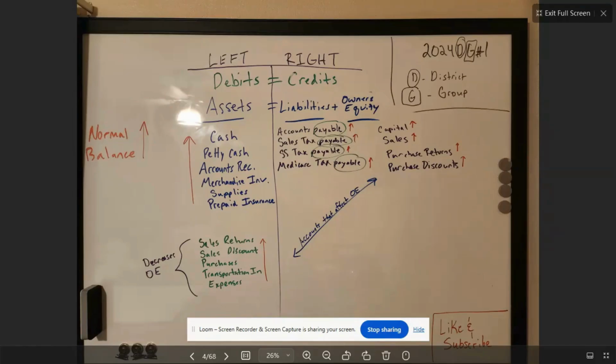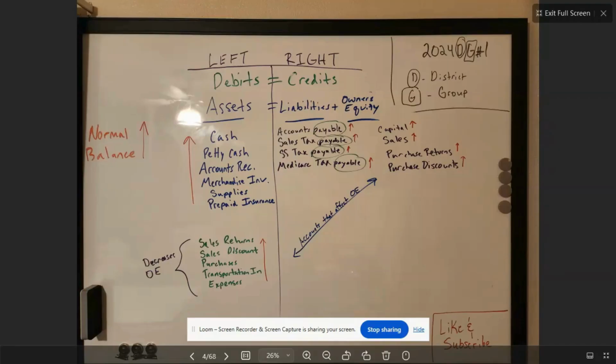So let's talk about the left side first, which is the debit side. We're going to talk about assets. Now, what are assets? Assets are anything you own of value. So in a business, the assets you may have are listed here. And this is the assets she usually puts on the district test. So I'm only sticking with those.